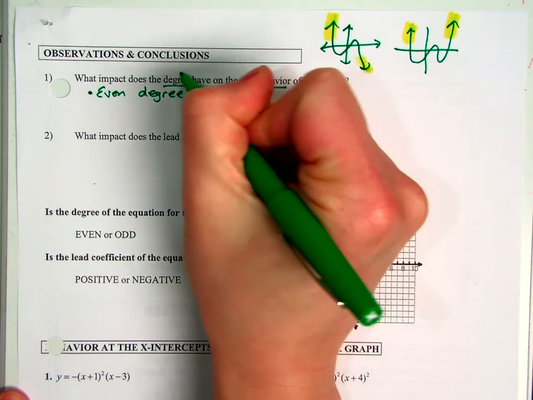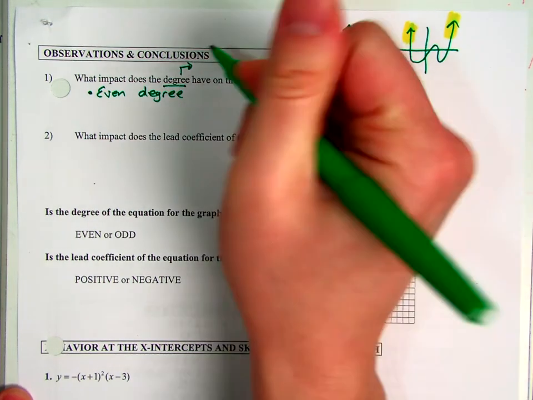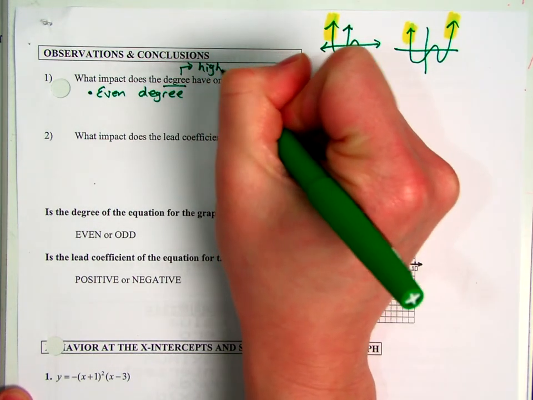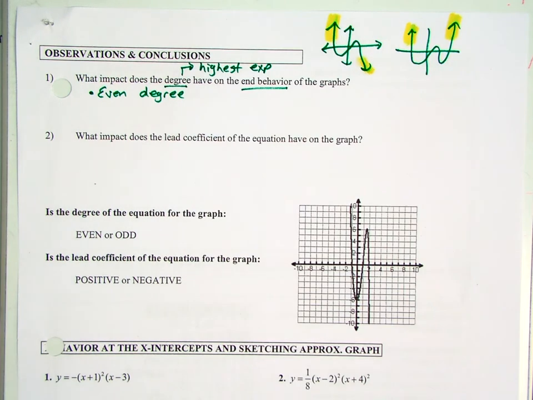And remember, the degree is based on the highest exponent. So if my highest exponent is 2, my degree is 2. If my highest exponent were 20, my degree would be 20.